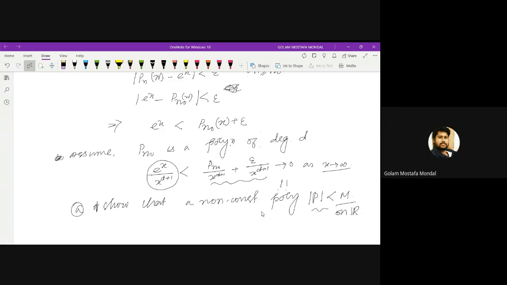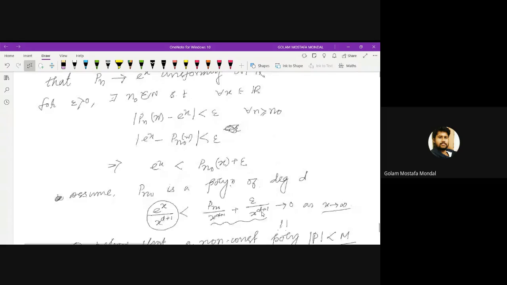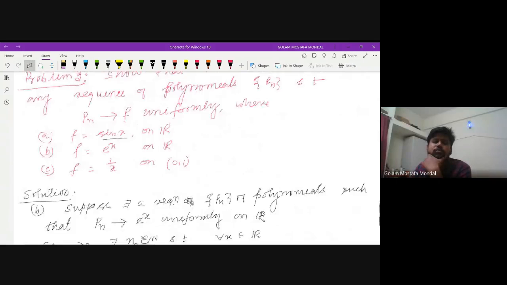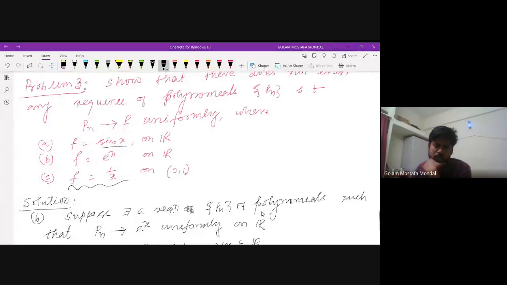And for C, f of x equal to 1 by x, this function is not uniformly continuous on this interval. But if a sequence of polynomials Pn converges to it uniformly, and Pn is uniformly continuous for all n on this interval, then f should be uniformly continuous, right? This is also not possible.